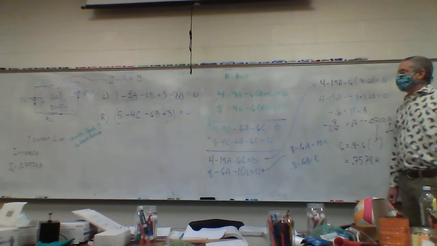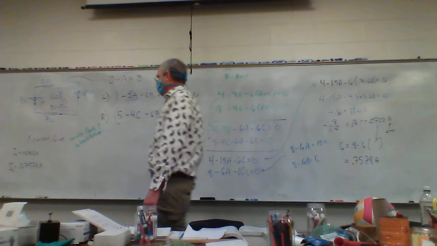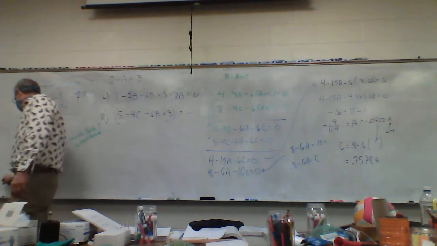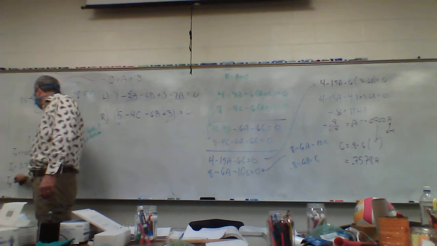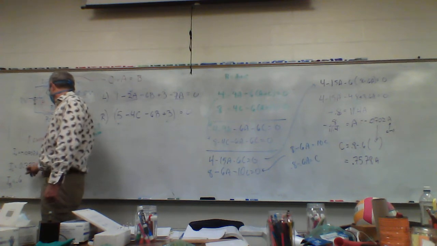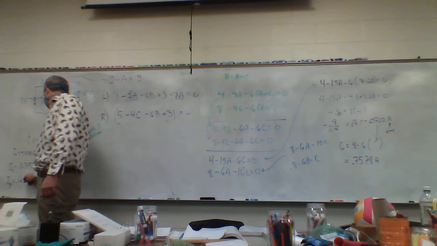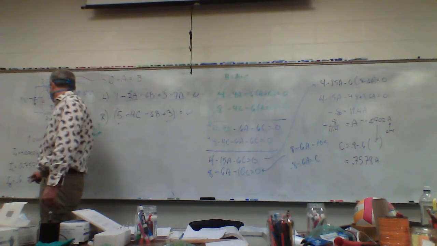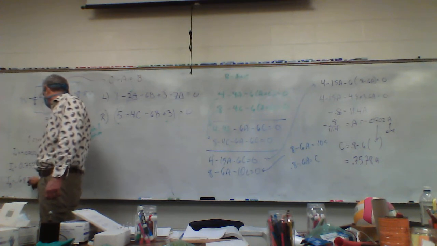And then B, well, we have an equation right there for it. It's just the sum of those two. It's 0.6876, there's a negative there.